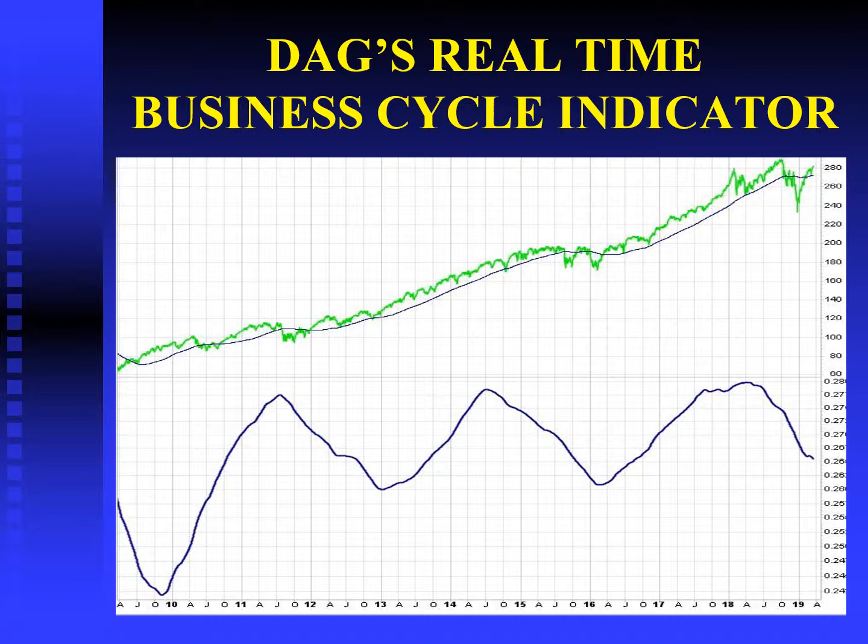What I have done, and it took me several decades to get to this point, is develop a real-time indicator that I can compute every day. And it tells me the position of the business cycle. So in previous slides, I showed you how the economy strengthened, or the business cycle pointed up with the inventory slowing down, the economy strengthened, industrial production accelerated.